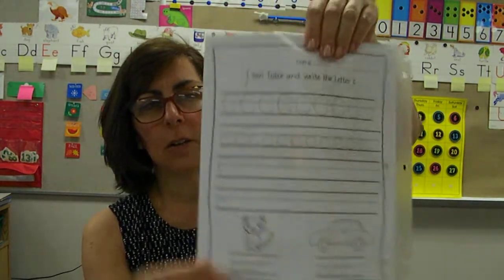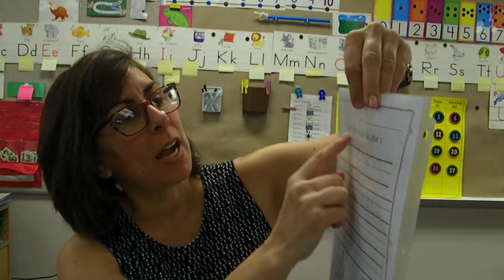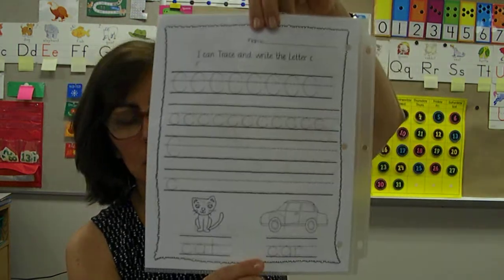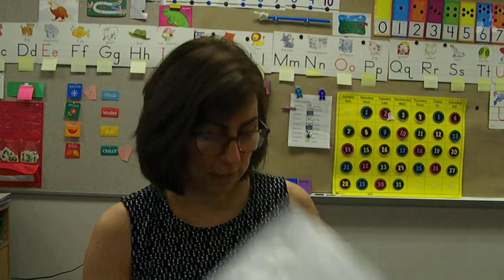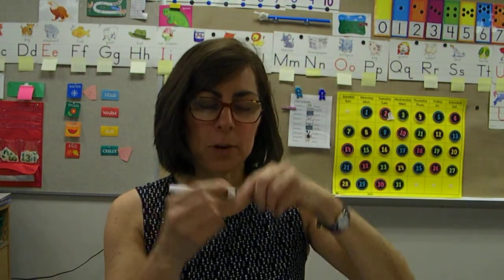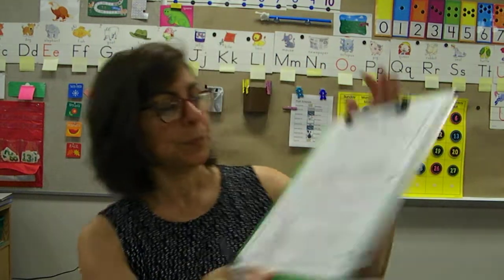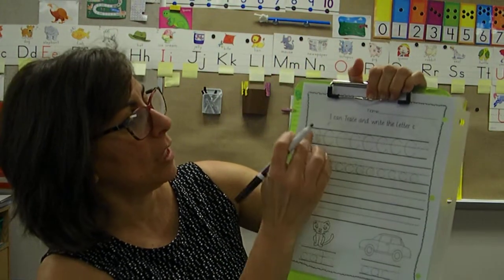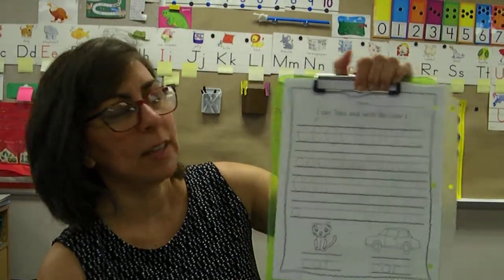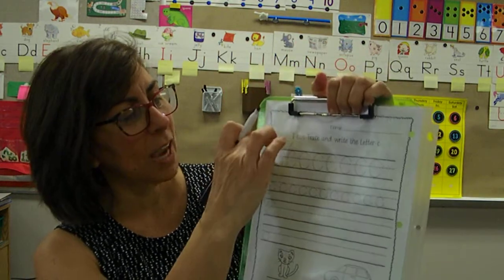We're going to trace the letters C and D next on our tracing sheets. So get the worksheet out that says I can trace and write letter C. Make sure it's in a plastic sleeve. And we are going to use our dry erase marker for this. With a C, the capital C and the lowercase c, they look very much alike, just the size is different.